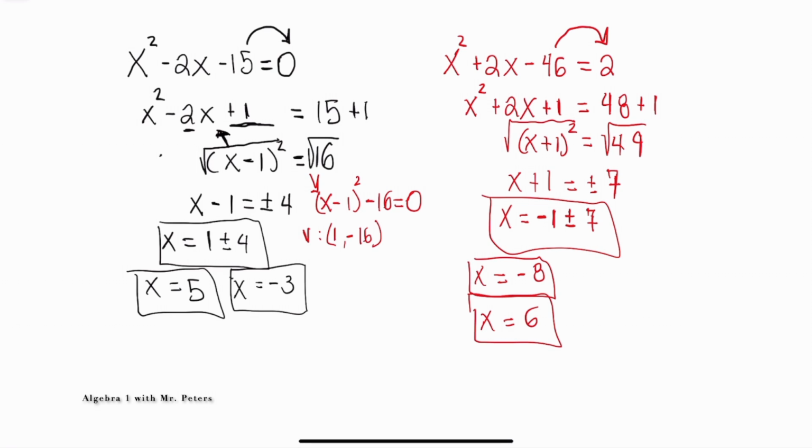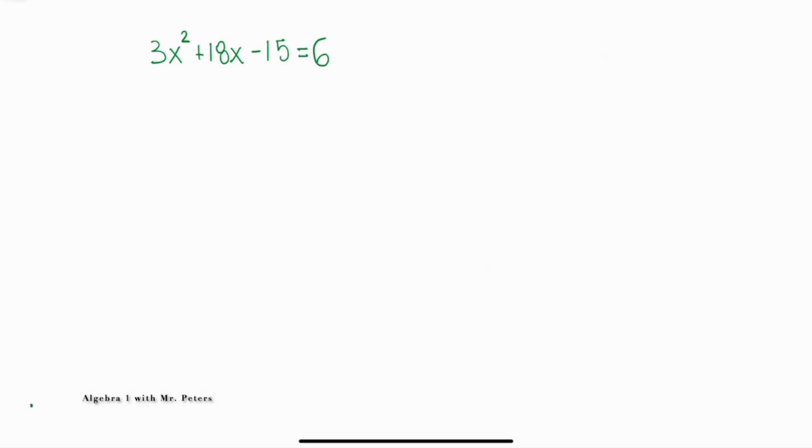If you want to check if these answers are correct, just plug them back into the original quadratic equation. And if it's a true statement, it means that it is a solution. If not, it will be an extraneous solution. The last example for completing the square is when we have a lead coefficient. And when we're completing the square, our lead coefficient has to be 1. I've linked the video down below on how to complete the square when we have fractions.